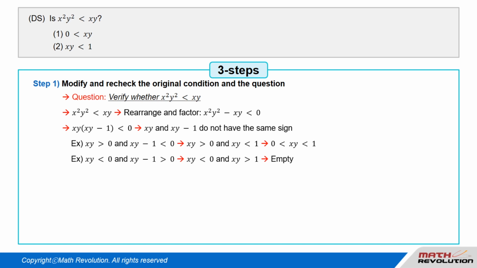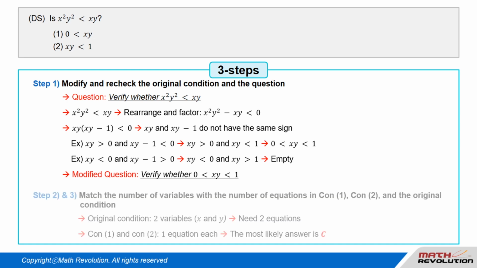x times y is greater than 0 and x times y is smaller than 1 means that 0 is smaller than x times y, which is smaller than 1. x times y is smaller than 0 and x times y is greater than 1 is empty because there is no number less than 0 that is greater than 1. So, we are required to verify whether 0 is smaller than x times y, which is smaller than 1.